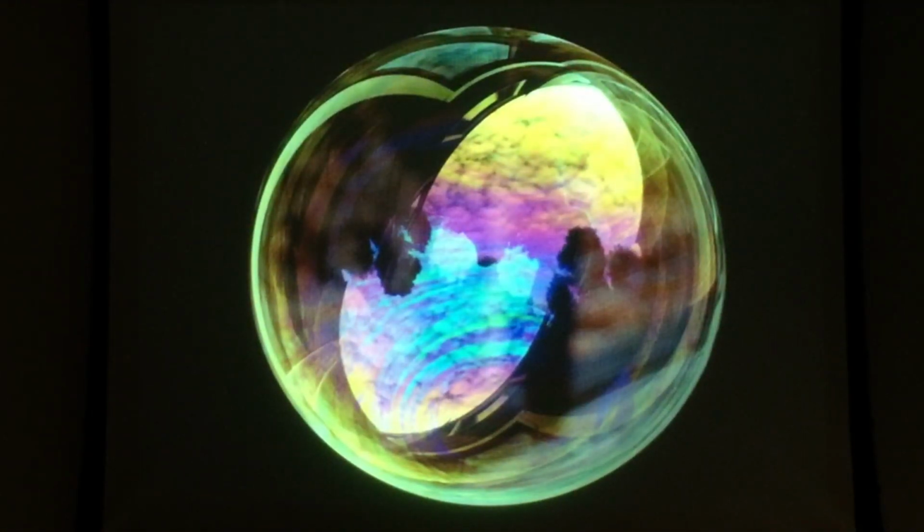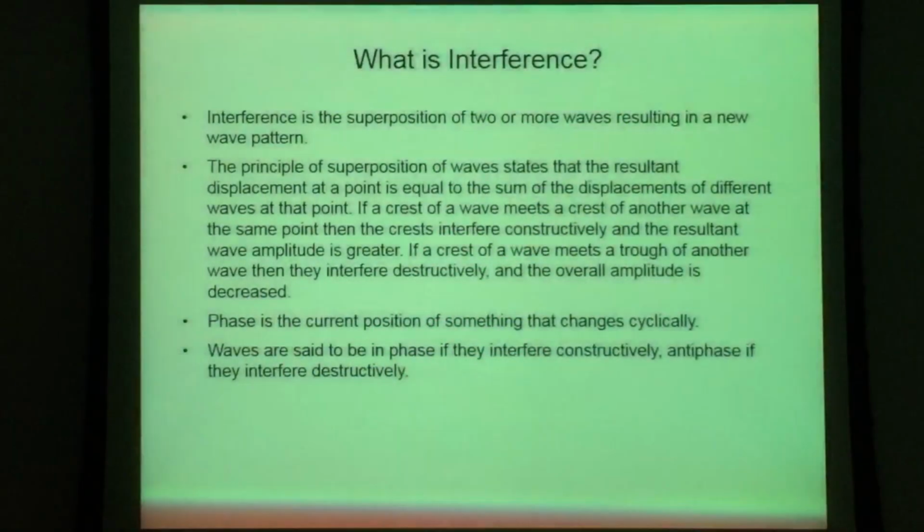Now, this is a soap bubble. Does anyone know why a soap bubble has multiple colors? It's basically because of light waves interacting. And it's a process called interference. Interference is the superposition of two or more waves that result in a new wave pattern. This is the principle of interference, and I'll show you it graphically in a second.